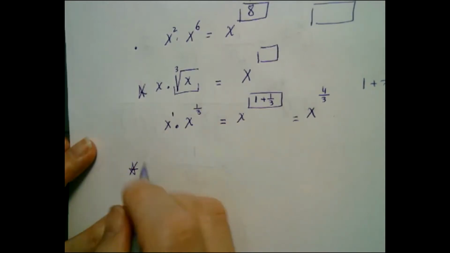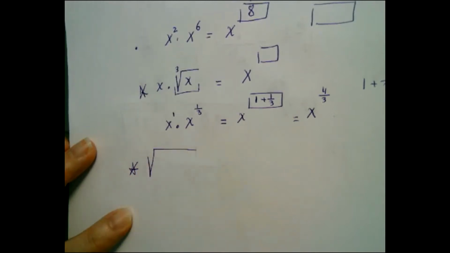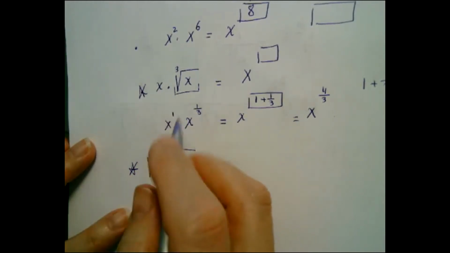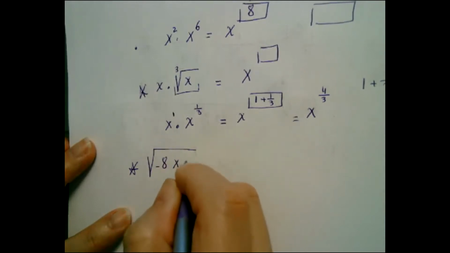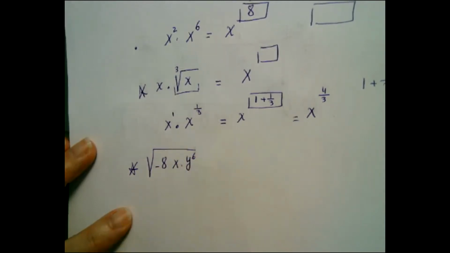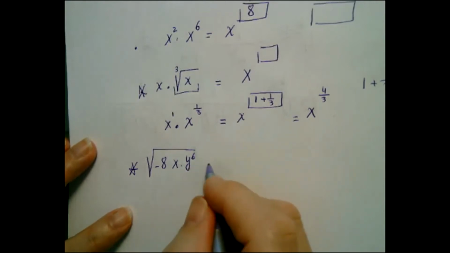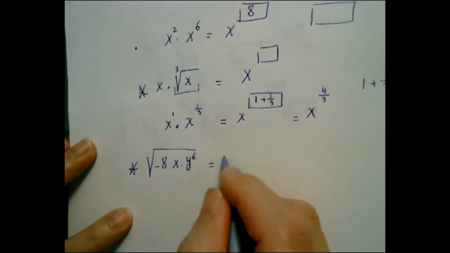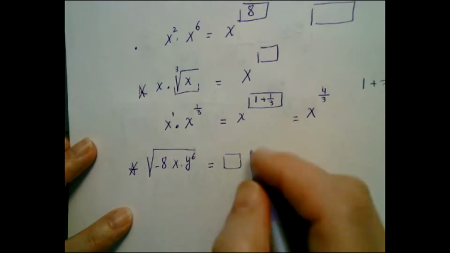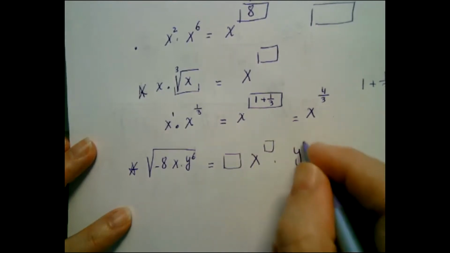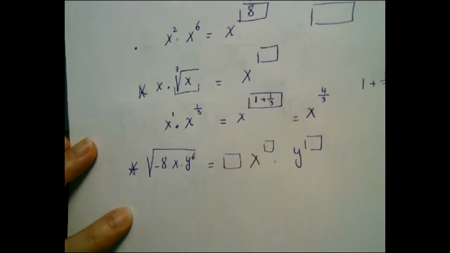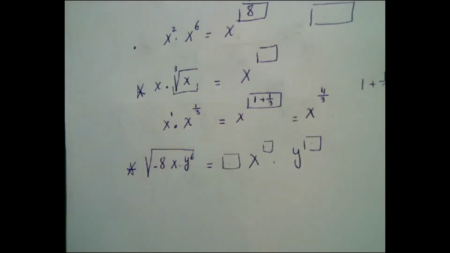I want the following. I'm going to give you the expression minus 8 x y to the power 6. And my question to you now is, I want you to rewrite this as a box, x to another one, and y to another one. Not the same value. Those don't have the same value. So how can I simplify this expression? Basically, that's what I want.